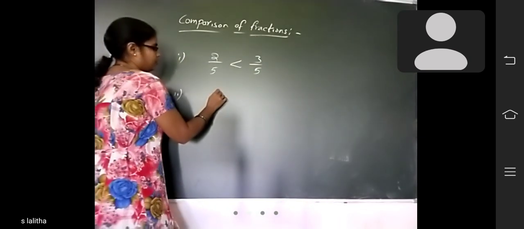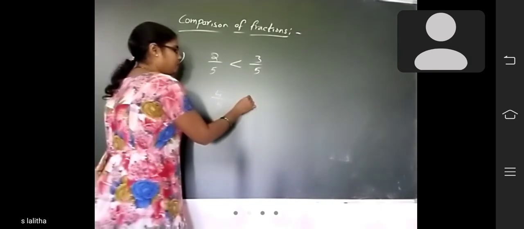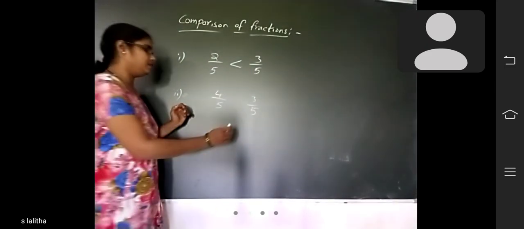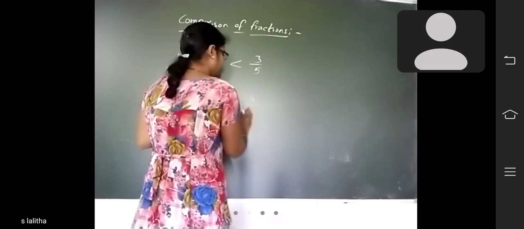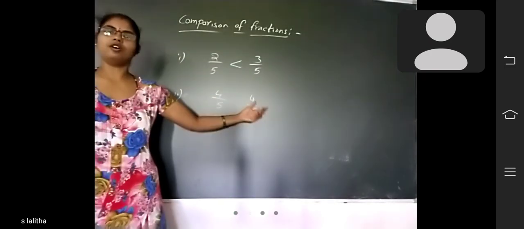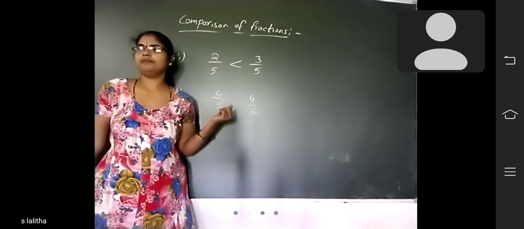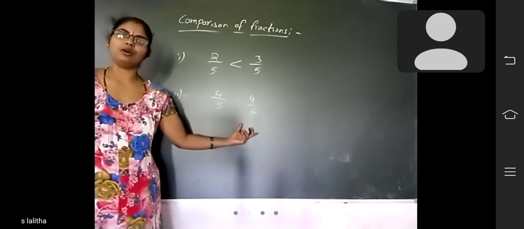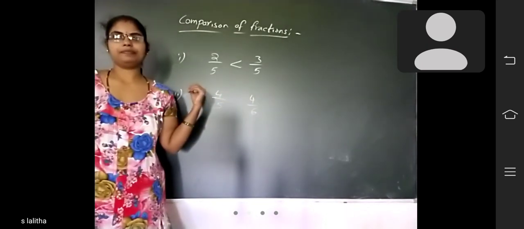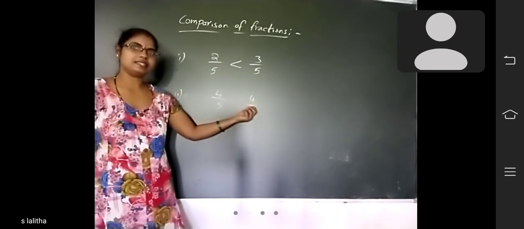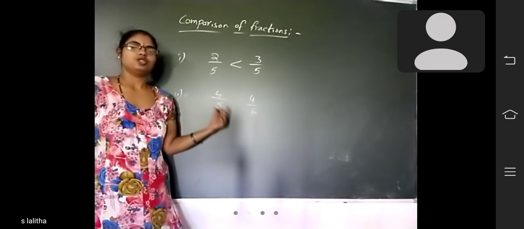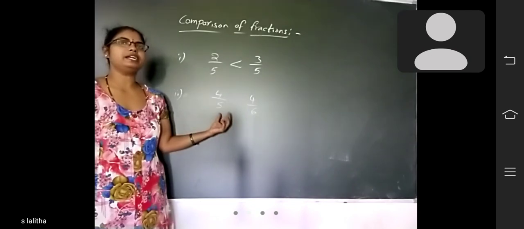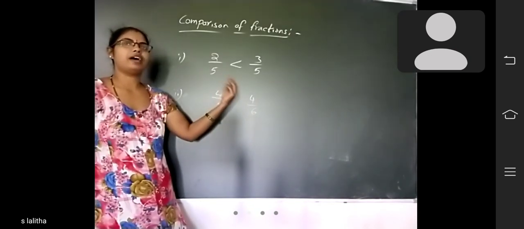4 by 5, 4 by 6. Here, what do you observe? Here, denominators are not same, but numerators are same. Okay? Here, numerators are same, but different denominators. So, what do you do? Which fraction has the lesser denominator, that fraction is greater.